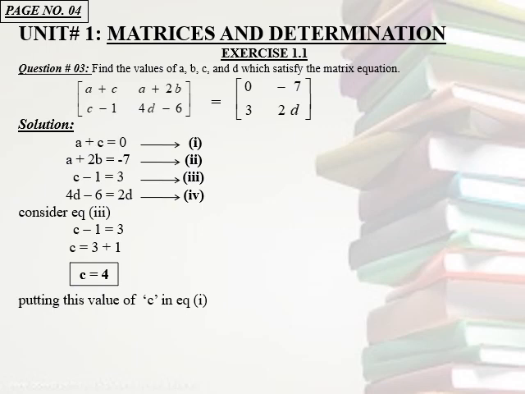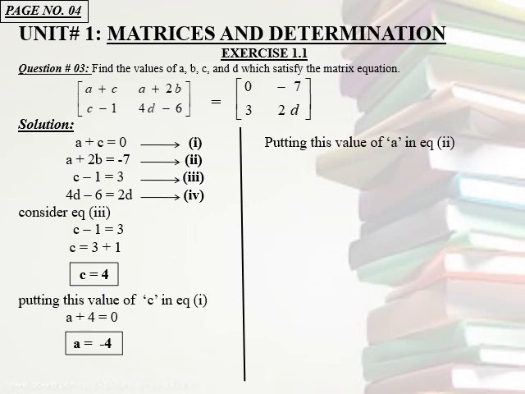I am going to put the value of c in equation 1 because by putting the value of c in equation 1, I can get the value of a. I haven't taken equation 2 because it has 2 unknown values and I haven't found any of them yet. Here by putting the value of c in equation 1, it becomes a plus 4 is equal to 0. When I bring 4 to the other side by changing sign, it gives me the value of a, that is a is equal to -4.